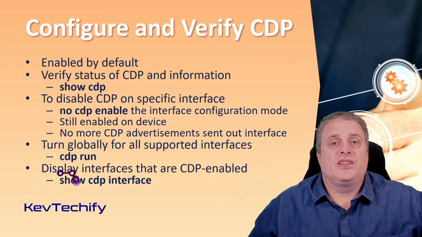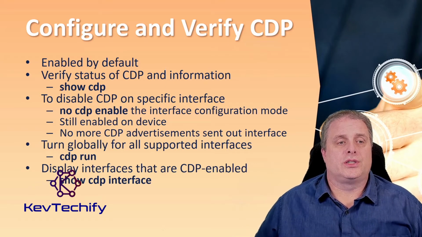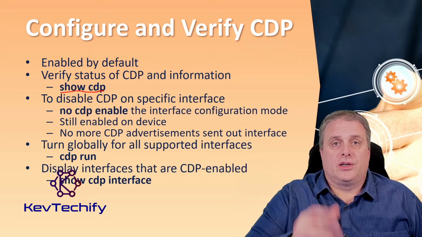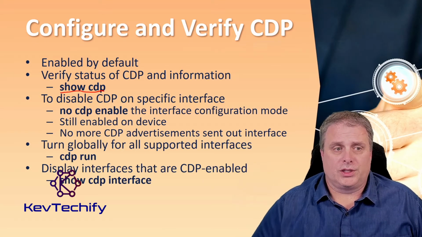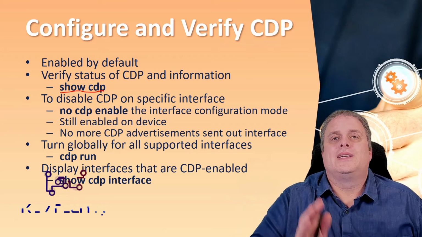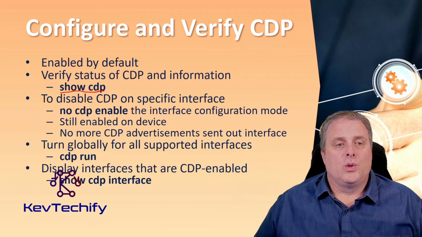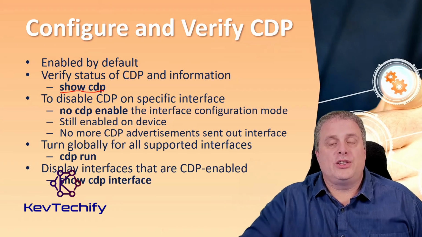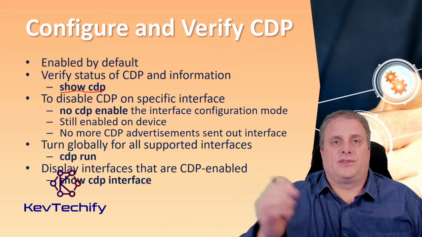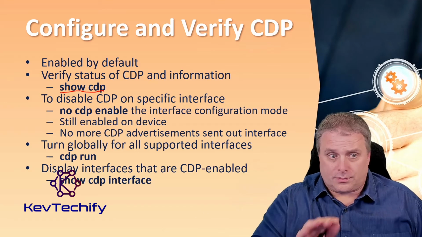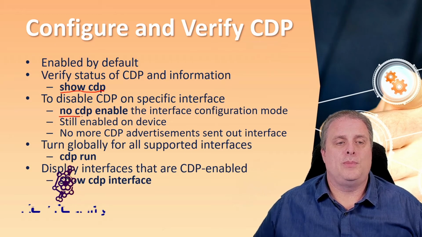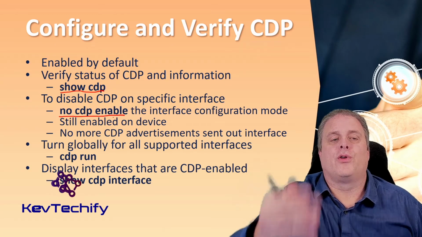To see the status of your CDP, you can use the show cdp command. That'll give you some information about your CDP, if it's running, the versions. To disable it on a specific interface, for some reason you don't want CDP to run on that interface, you go into the interface. So it'd be interface gig 0/0/0, interface fast ethernet 0/0/1. Once you're in there, you can say no cdp enable, and that'll turn it off for that interface.